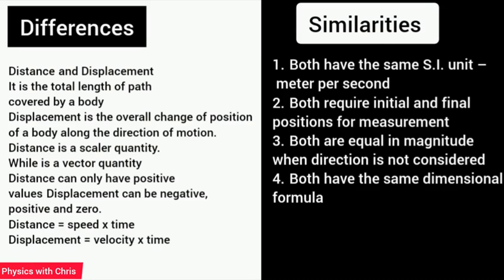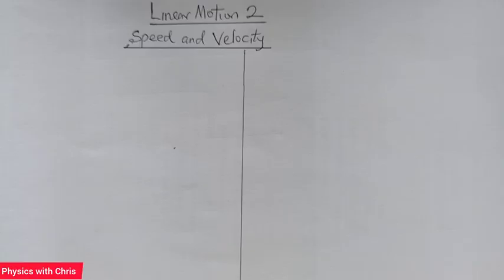Continue with the lesson on linear motion. In my last video, I explained the distinction between distance and displacement. The distance the body covered is the length of the path the body covers during its motion. And displacement has direction: distance covered in a specific direction, the overall change in the position of a body. We continue with this by talking about speed and velocity.